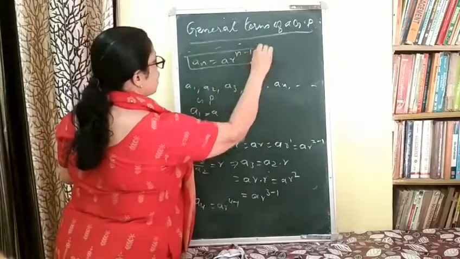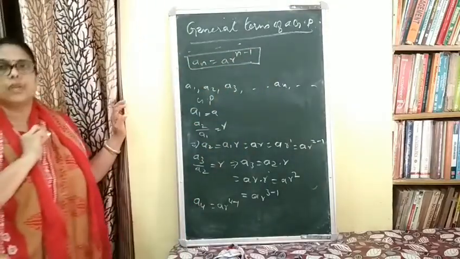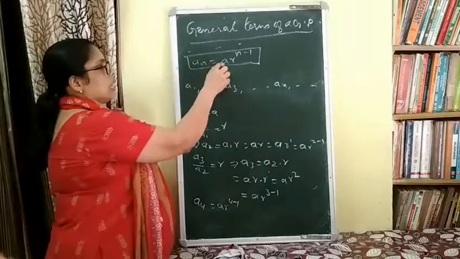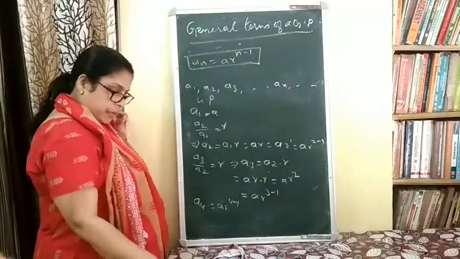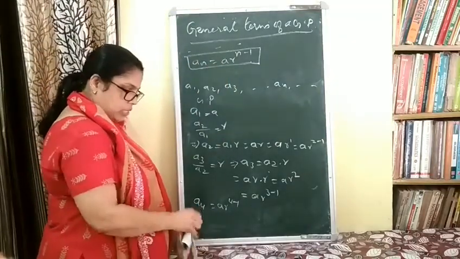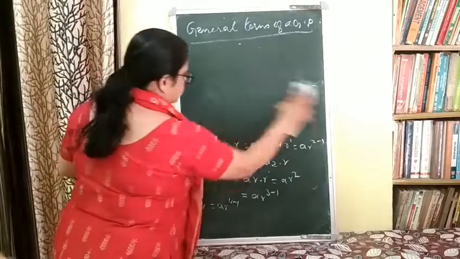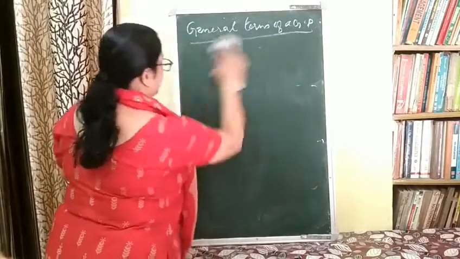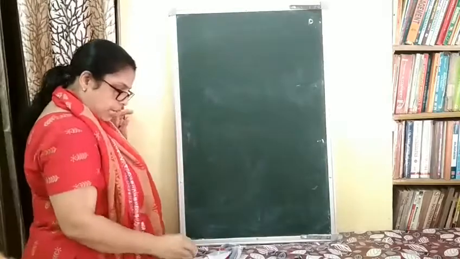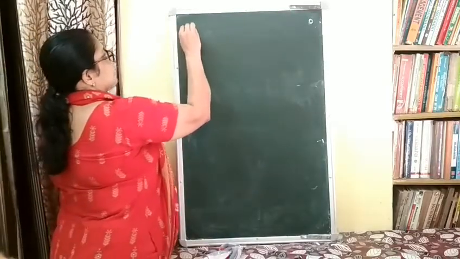This is the formula for finding the general term of a GP whose first term is a and common ratio is r. This derivation you must know. It is not so important, but you must know it also. We have to do application questions. Now, how can we find any term?